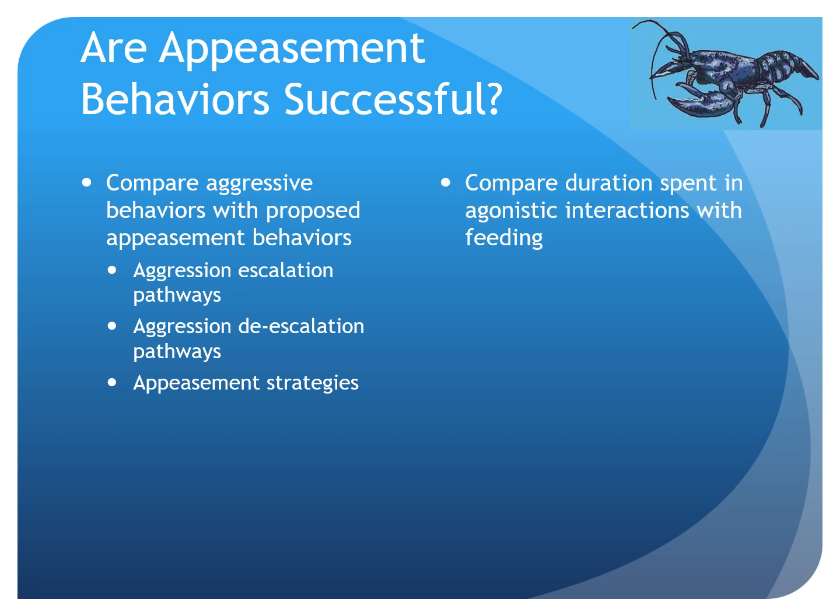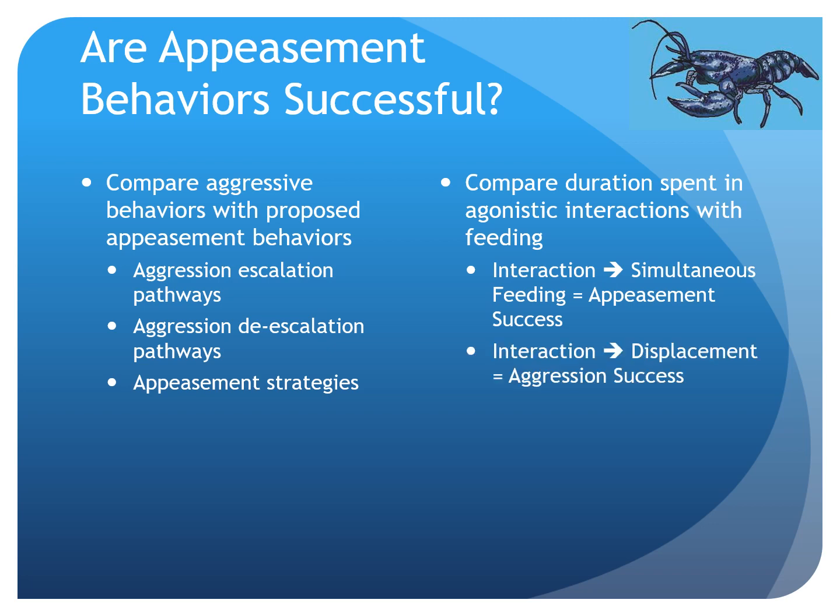Another way to measure the possible effectiveness of the proposed appeasement behaviors is to compare the duration lobsters spend in agonistic interactions with the duration spent in feeding together. If two lobsters begin an agonistic encounter with the feeding lobster displaying aggressive behaviors and the new lobster primarily displaying appeasement behaviors, and the encounter ends with simultaneous feeding, then the interaction could be considered an appeasement success. If, however, both lobsters display aggressive behaviors and the new lobster displaces the first lobster, it could be considered an aggression success. And if the new lobster fails to feed at all, then it would be recorded as a failure.